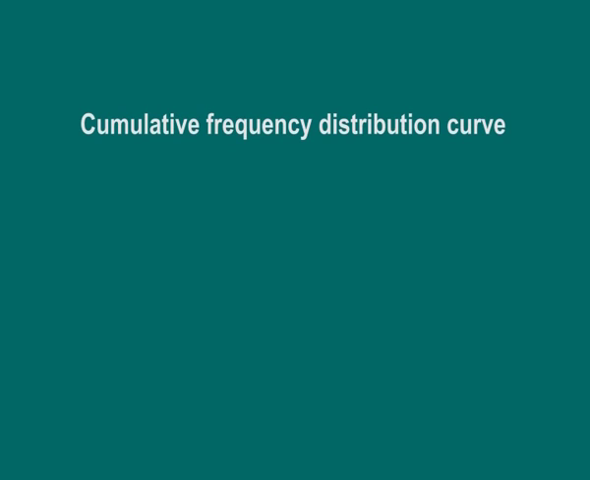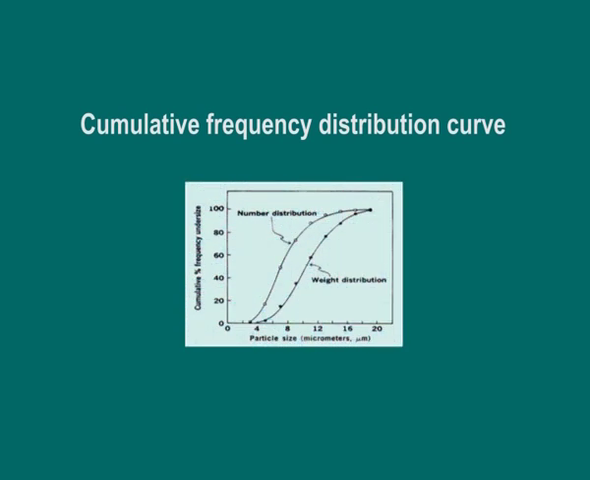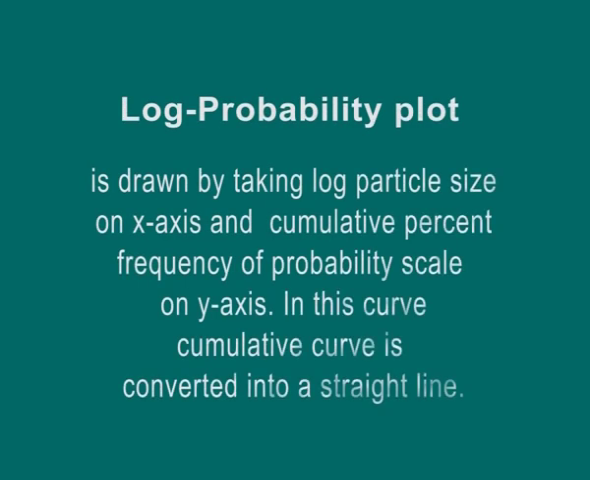The second curve is the cumulative frequency distribution curve. In this plot, cumulative percentage oversize or undersize is plotted against particle size. A sigmoidal curve is obtained. The advantage of this plot is that one can directly read the percentage within any given size range without any difficulty. The log probability plot is drawn by taking log particle size on the x-axis and cumulative percentage frequency on a probability scale on the y-axis. In this curve, the cumulative curve is converted into a straight line.